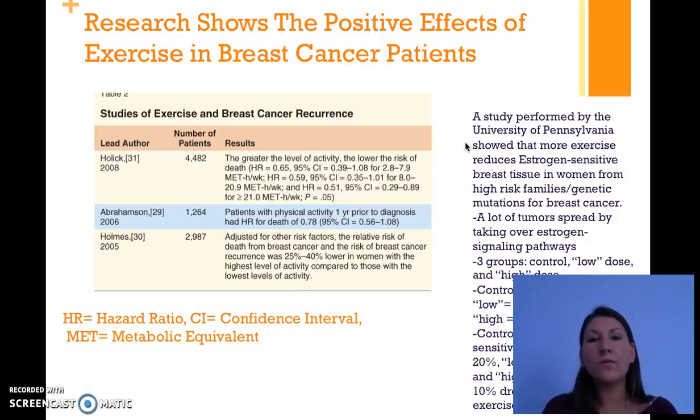That shows that with about 100 minutes of physical activity, there's a 10% drop. And this is huge in decreasing the risk of breast cancer in high risk women. And it also can help decrease the severity and the stage of breast cancer if they should be diagnosed.